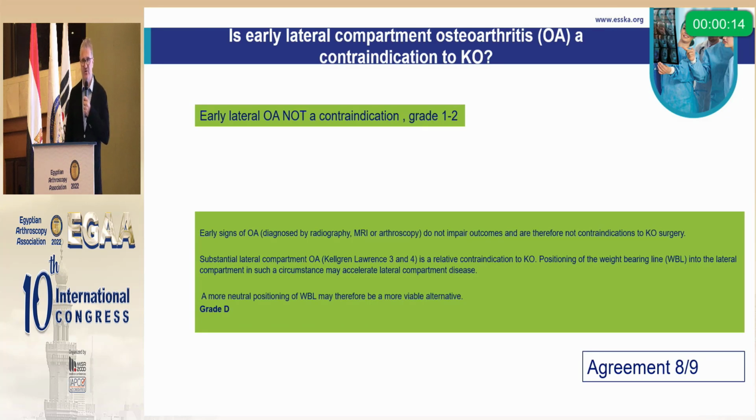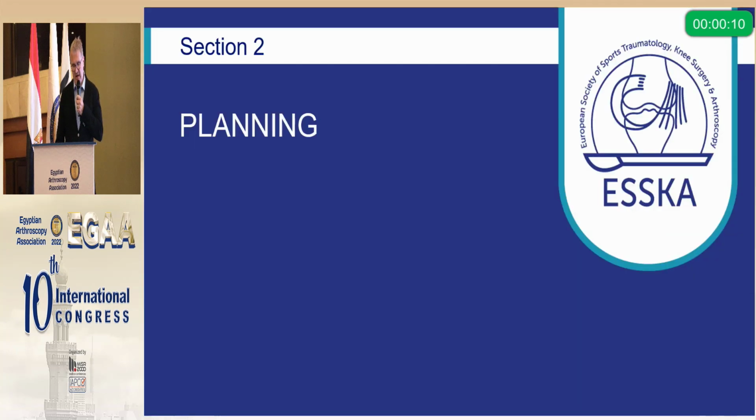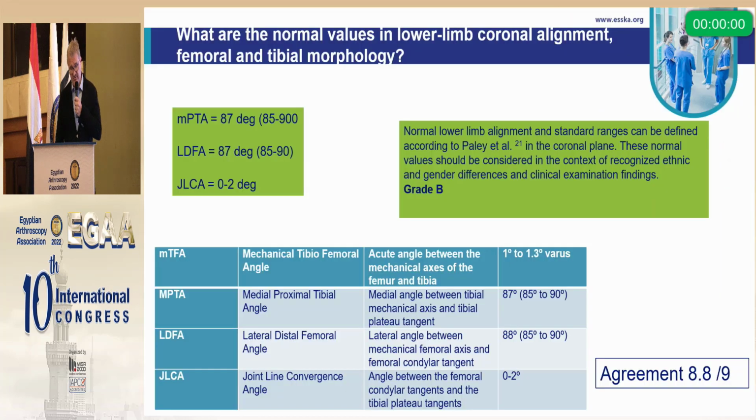Early lateral compartment osteoarthritis is not a contraindication, grade 1, grade 2. And in fact, in certain units, they even go further and say if the patient is very symptomatic and young with medial OA, it doesn't matter what's going on in the lateral compartment to a degree.